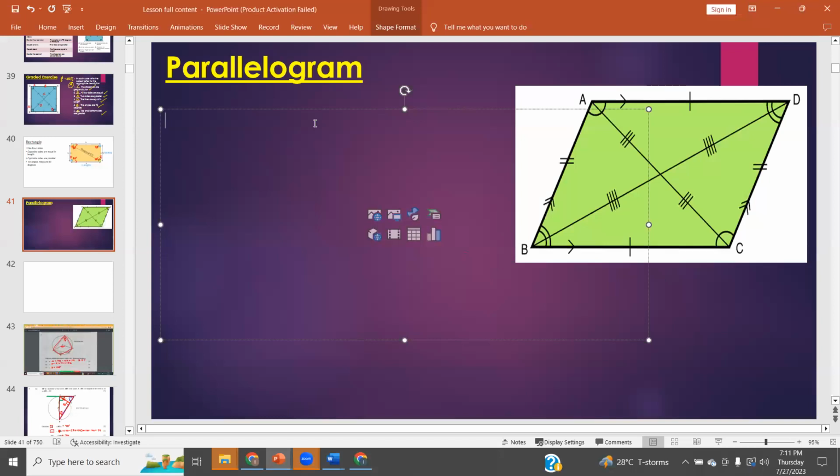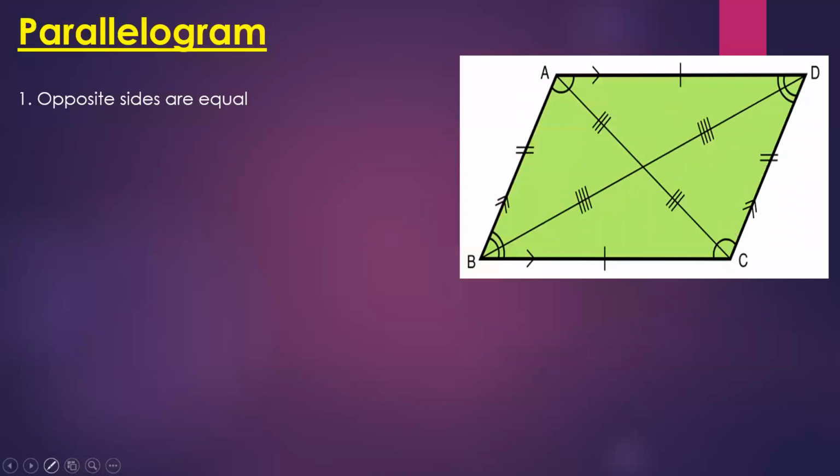So the first thing that we know about a parallelogram is that opposite sides are going to be equal. That's the first thing we know about a parallelogram. Opposite sides are equal. Now, what on the diagram shows that this side is equal to this side? What on the diagram shows that this side is equal to this side? Anyone?